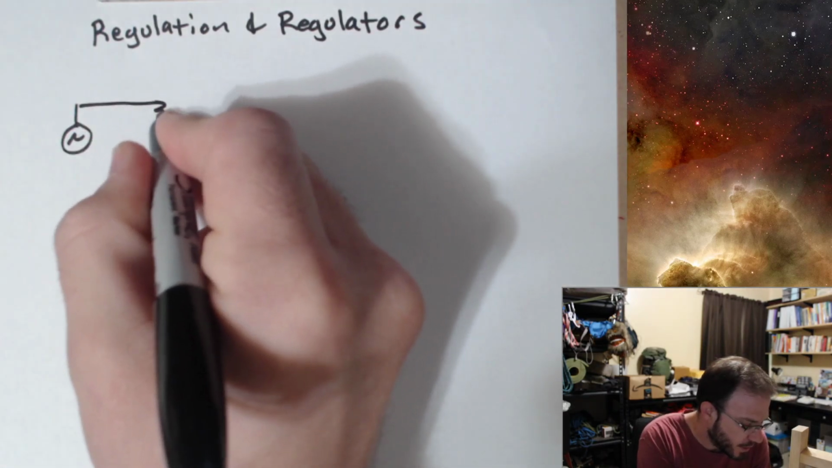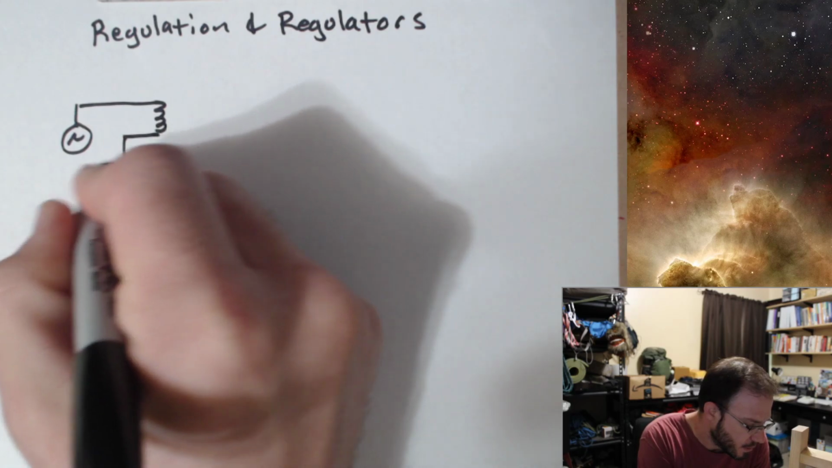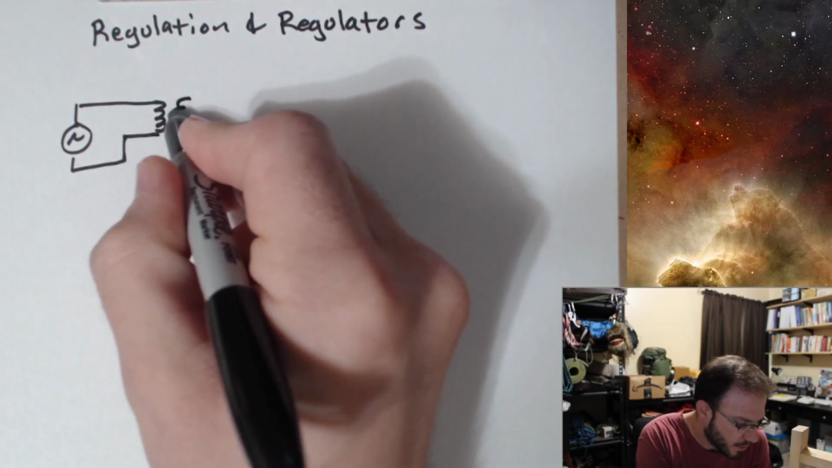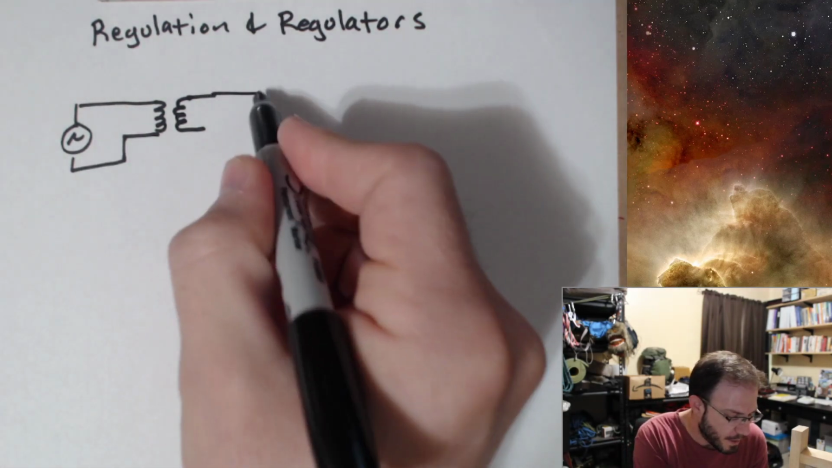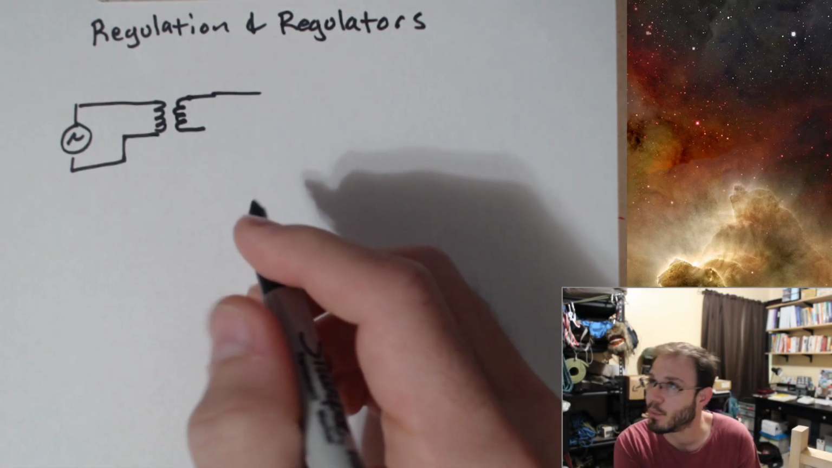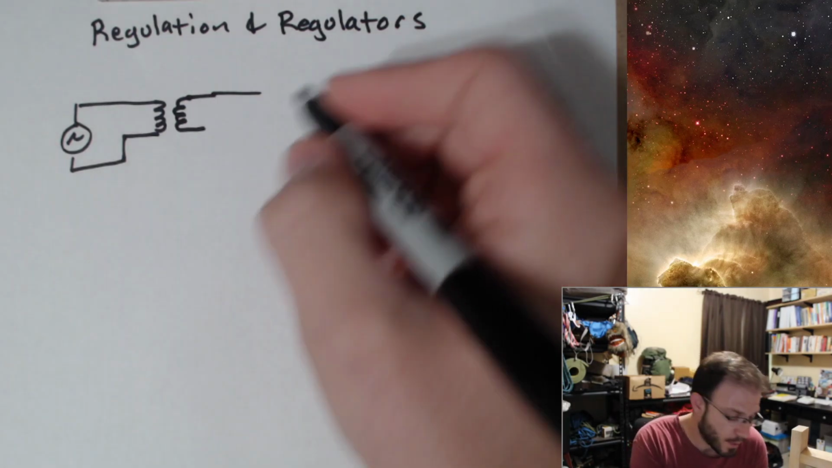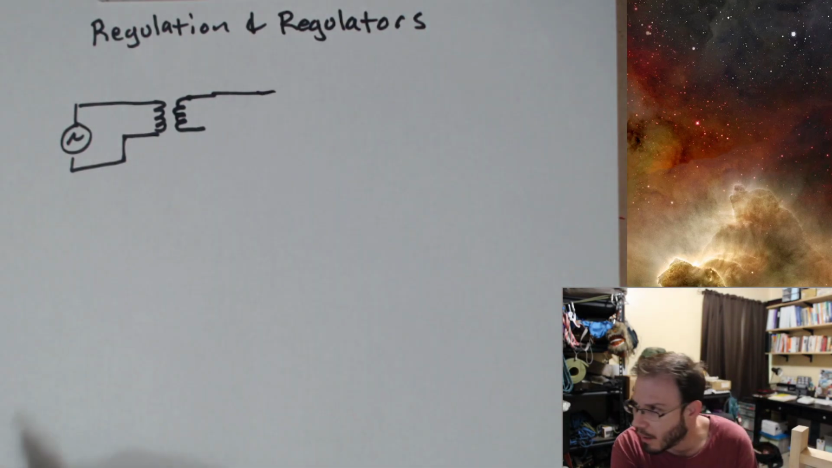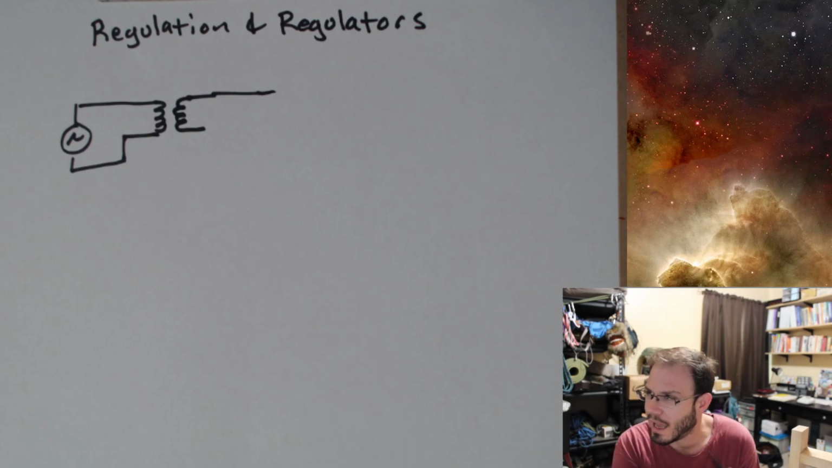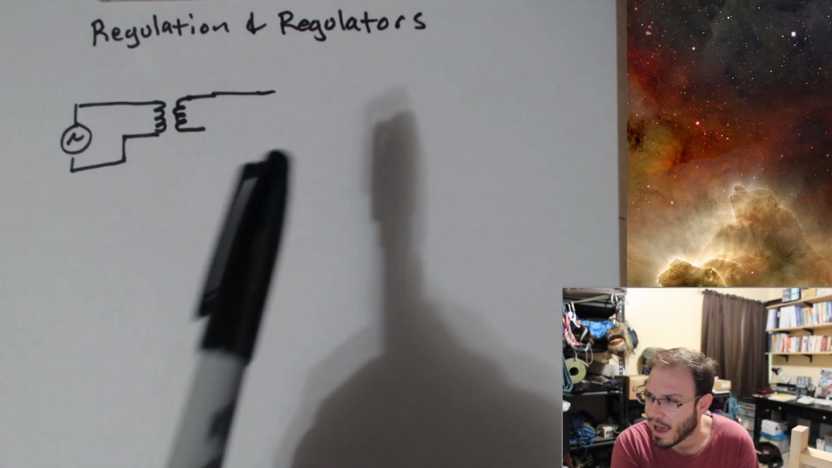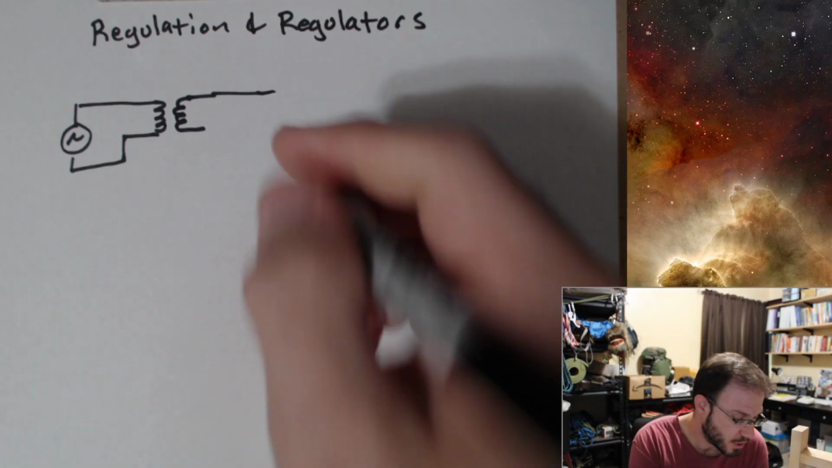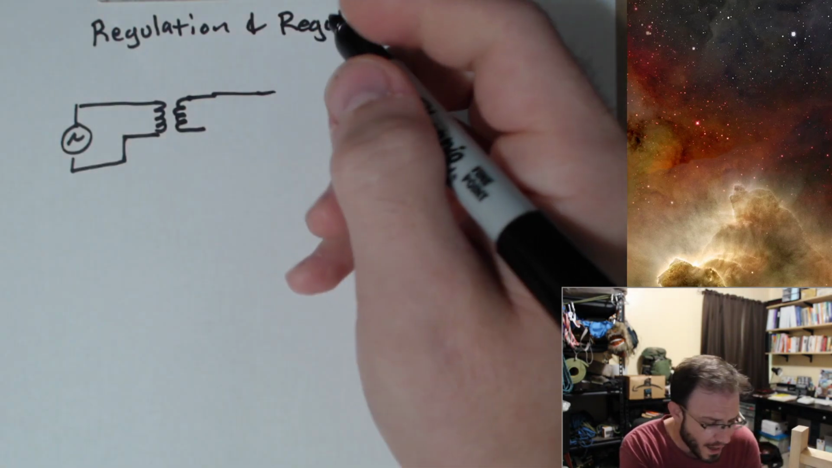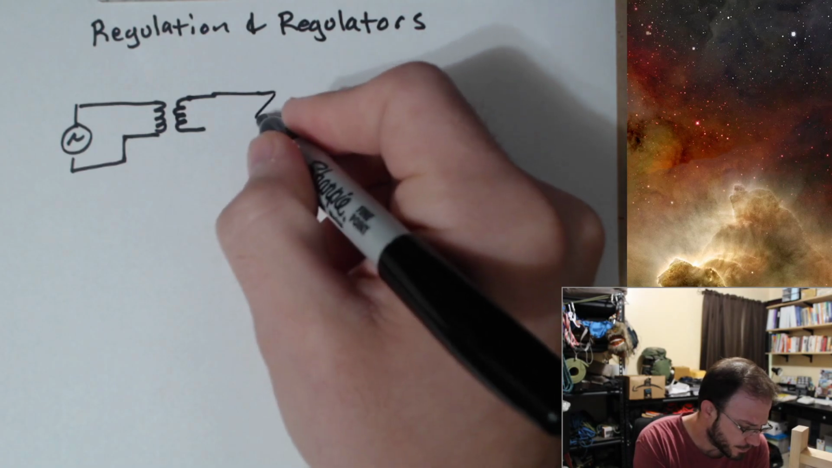AC voltage source, transformer. So we're stepping the voltage down. After we step the voltage down, we need to then rectify it. And to rectify it, for ours and for the lab, we could use a half wave rectifier. We're going to be using a full bridge or a full wave bridge rectifier.